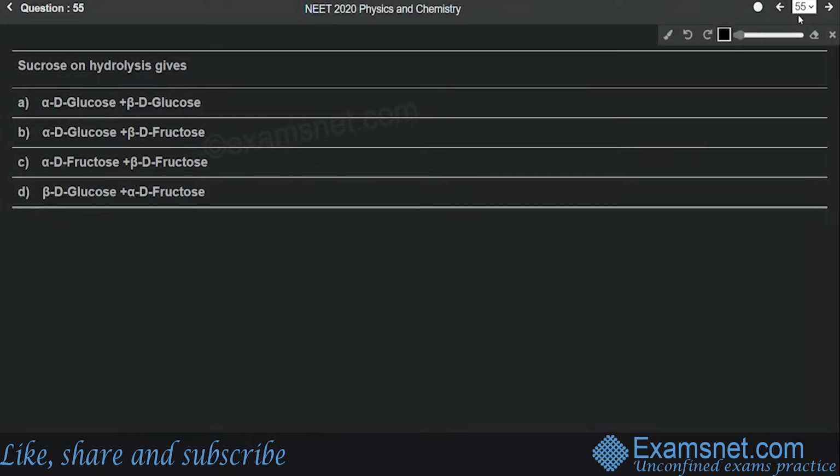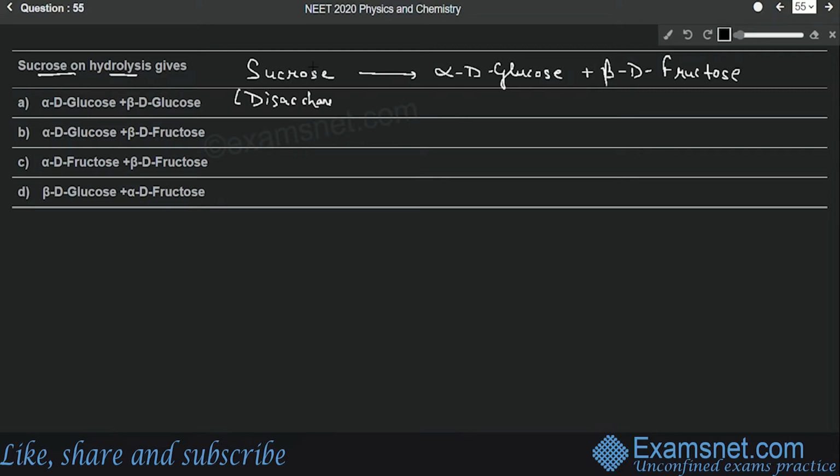Question number 55 is from the chapter Biomolecules, and the question is sucrose on hydrolysis gives. When sucrose is hydrolyzed, it gives an alpha D glucose, that is a 6-membered ring, and a beta D fructose, that is a 5-membered ring. Both glucose and fructose are monosaccharides, whereas sucrose is a disaccharide. So let's have a look at the structure.